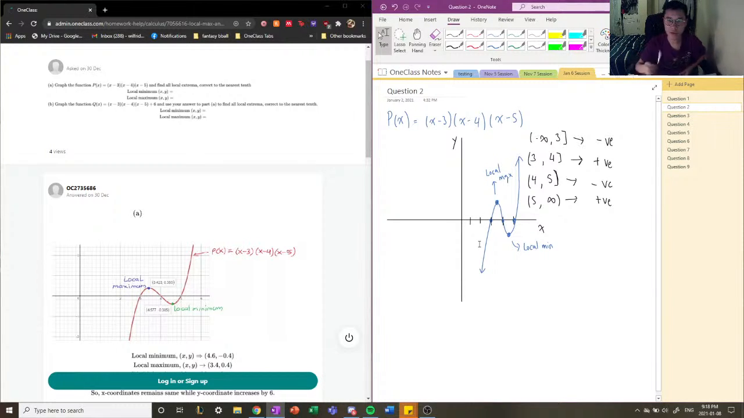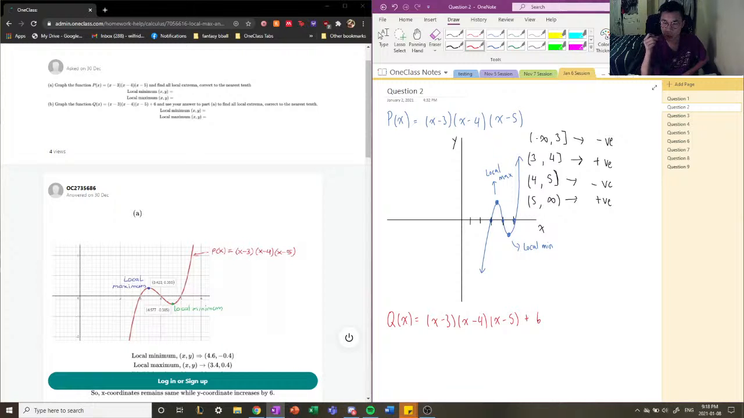So now we have a second function here, and I'll write it out. So now they want us to evaluate and graph the function q of x equals x minus 3 times x minus 4 times x minus 5 plus 6, okay? So there's a resemblance between this function and our original function here, in that there's a constant that is added to our function, plus 6.